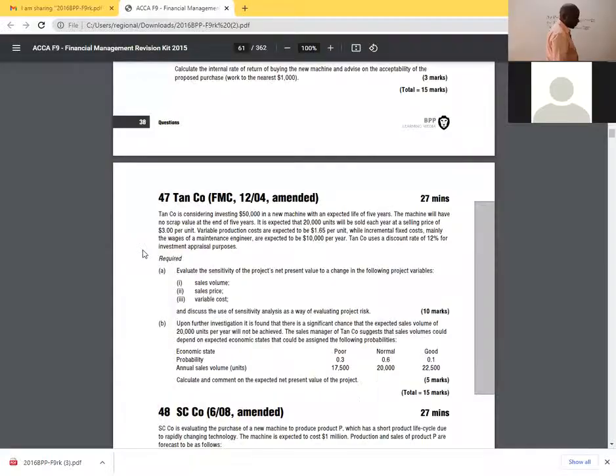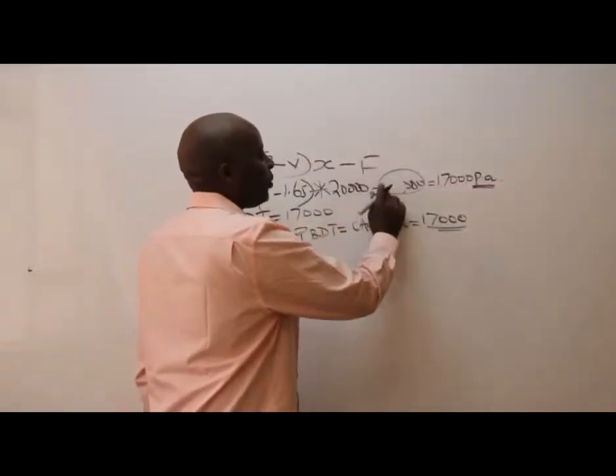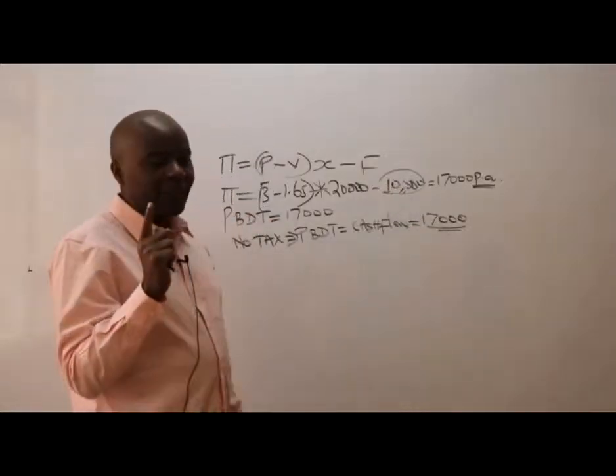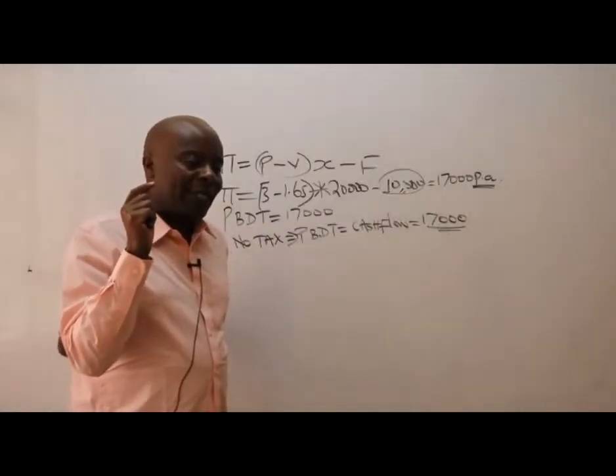Listen to me very well. This 50,000 that I picked here is the investment. The fixed cost which you're supposed to have picked here is this: the incremental fixed cost is 10,000. I don't know whether you guys picked up this error. The fixed cost is supposed to be 10,000, not 50,000. I'm sorry for that. The 50,000 is the initial outlay, the initial investment.